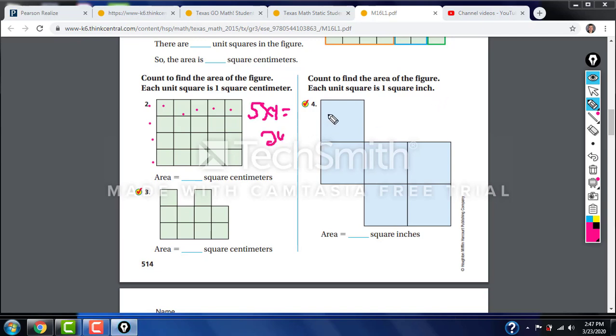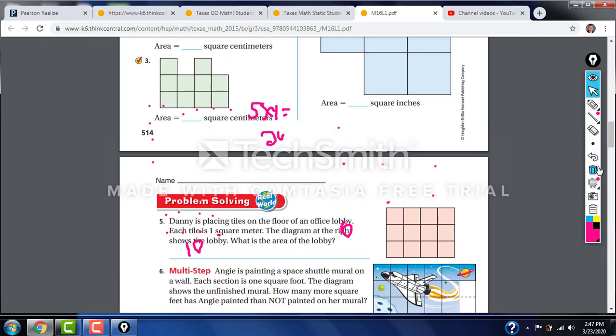Okay. This one says there's no overlaps, there's no gaps. Count your squares. 1, 2, 3, 4, 5, 6. 6 square inches here. And try this one again. There's no overlaps, there's no gaps. Count them. 1, 2, 3, 4, 5, 6, 7, 8, 9, 10. You should have 10 square centimeters there. So again, the key here, no overlaps, no gaps. This one we counted the length times width. This one we counted the square units.